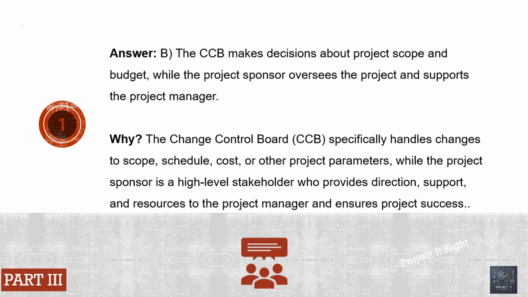The correct answer is B. The CCB makes decisions about project scope and budget, while the project sponsor oversees the project and supports the project manager. The CCB specifically handles changes to scope, schedule, cost, or other project parameters, while the project sponsor is a high-level stakeholder who provides direction, support, and resources to the project manager.